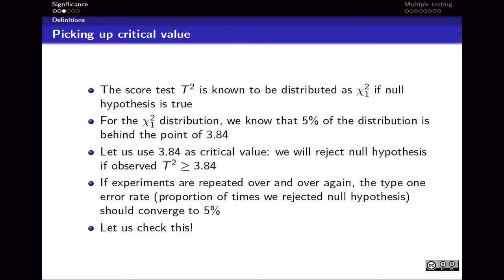Now think that if we repeat this experiment over and over again, then the type 1 error rate, so the proportion of times in these multiple experiments that we are going to reject the null hypothesis, should converge to the p-value, should converge to the 5%. So next we are going to check this.